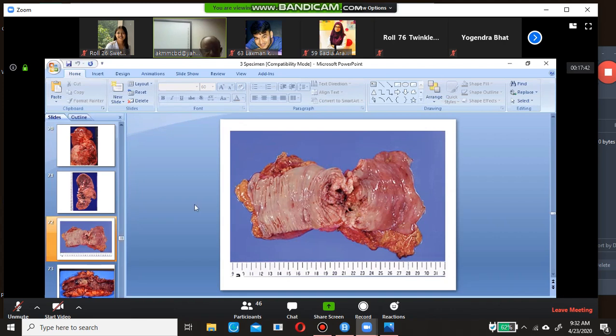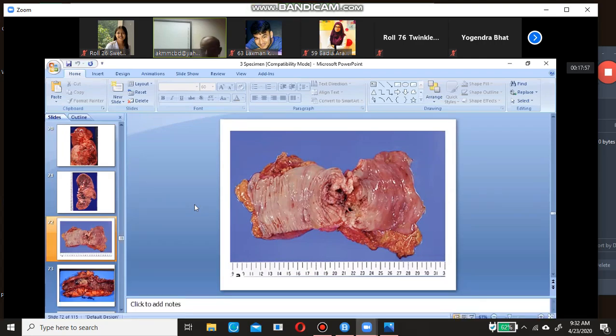Then again, if you can diagnose that the specimen is a colon, then confidently you say that this is a specimen of carcinoma colon. Nothing other than carcinoma colon will be given to you. It is very unlikely that you will be given a diverticulum of colon or something like that. It is carcinoma of colon.